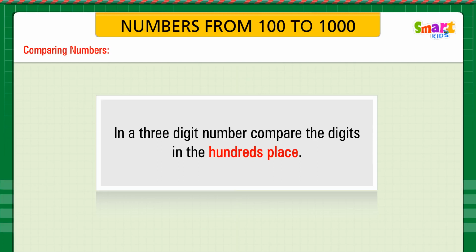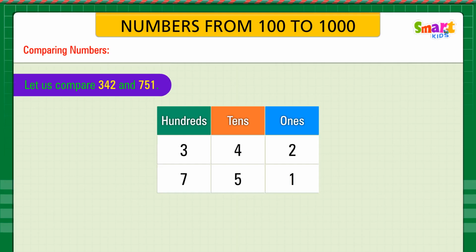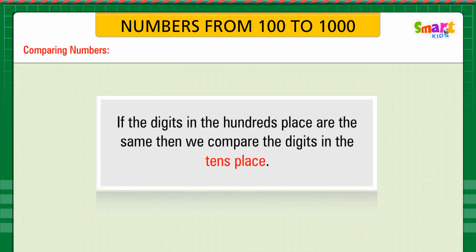In a 3-digit number, compare the digits in the hundreds place. Let us compare 342 and 751. The digits in the hundreds place are 3 and 7. 3 is less than 7. Therefore, 342 is less than 751. If the digits in the hundreds place are the same, then we compare the digits in the tens place.